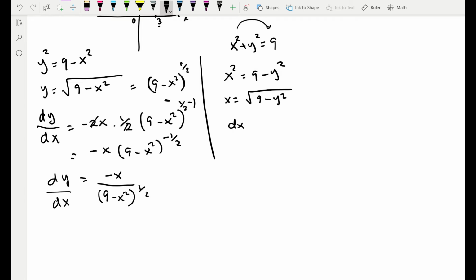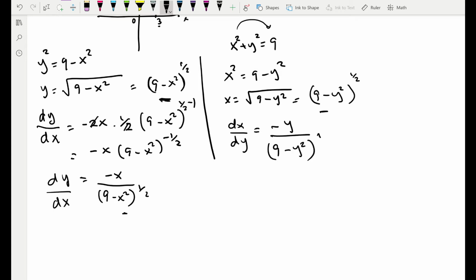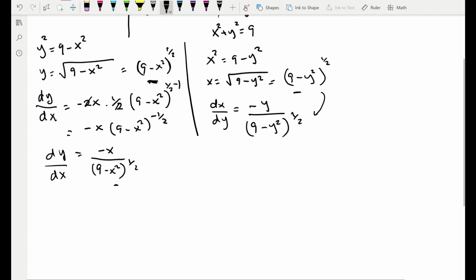Now dx/dy, it's the same thing. It's just that the variable is different. So you can write this as (9 minus y squared) to the half. So see, same thing. If you differentiate, you should get the same thing, but instead of x, you should have y: minus y over (9 minus y squared) to the half. Okay, so now you can set up the integral.